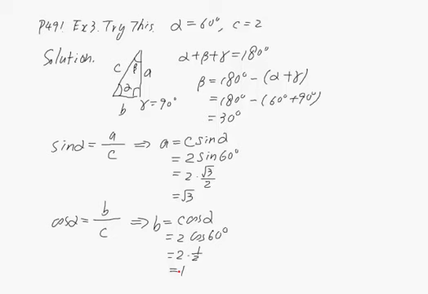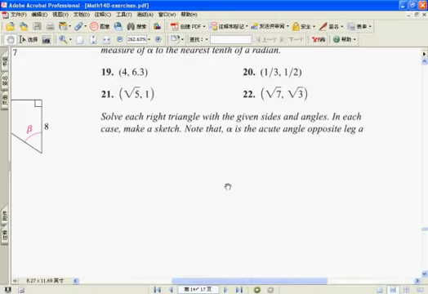In this way, we find the length of all sides and also the measure of the angles of this right triangle, right? Any question? Now let's go to page 497. Let's look at problem 26.